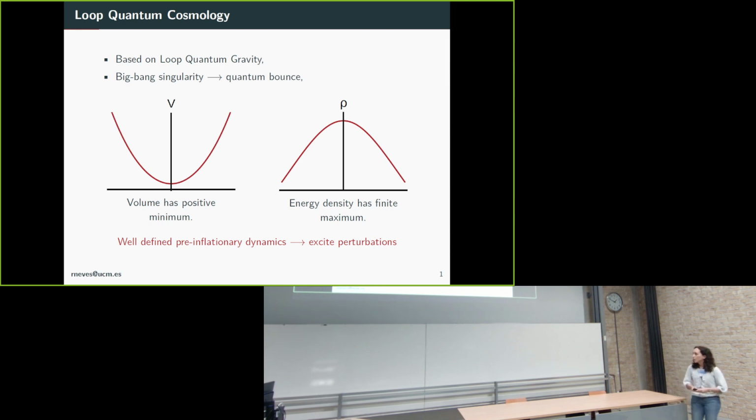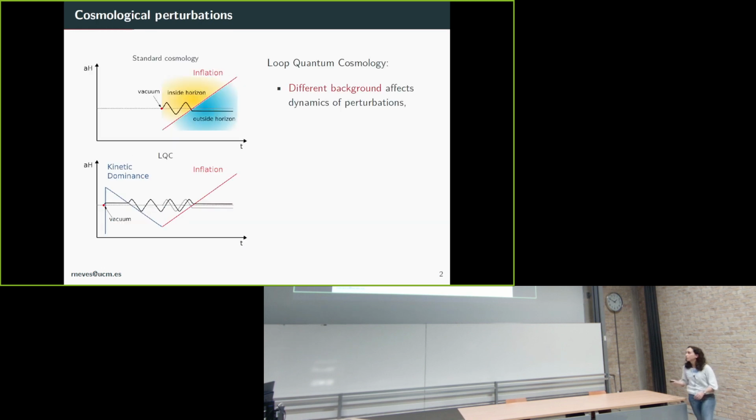So we have a positive minimum for the volume. And we have a contracting epoch of the universe connected to an expanding one. And this means that the energy density is finite, it doesn't diverge. And more importantly, it means that we have well-defined pre-inflationary dynamics. And this can affect cosmological perturbations, and this can excite them and leave imprints in observations.